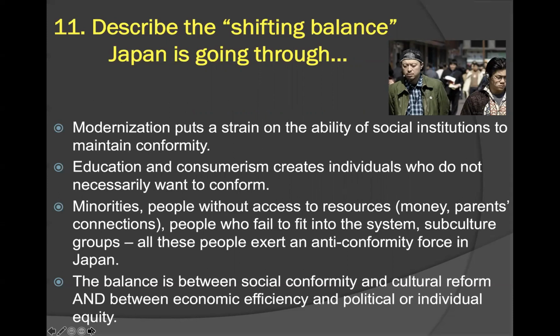So the balance really is between social conformity, where people are forced to conform essentially, and cultural form, which allows for more individuality. So there's those two dichotomies. And then between economic efficiency, where conformity is desired because, of course, it's good for the economy, everybody does what they're told to do, and political or individual equity, where individuality and less conformity would be better. So there's sort of these 4 different components, and they're in juxtaposition with each other.